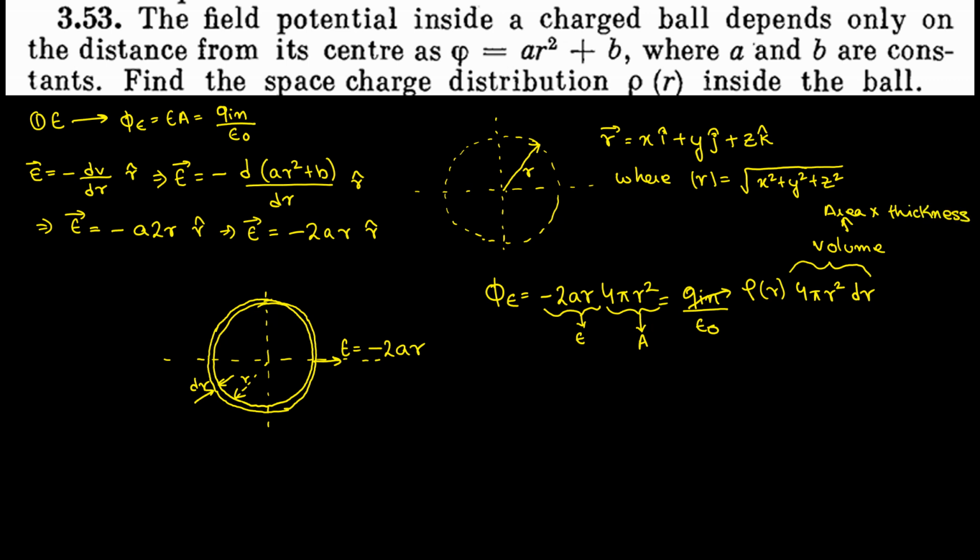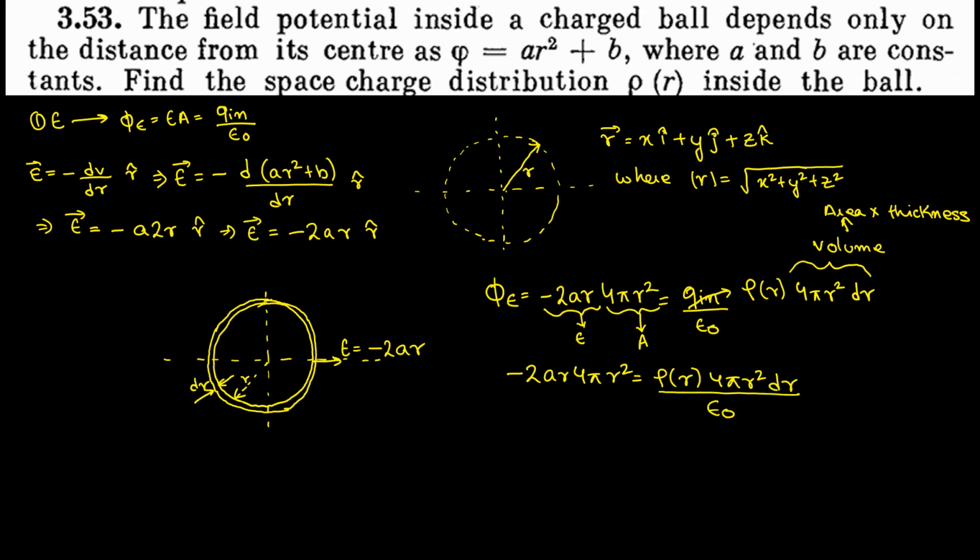Understood? Gauss law states that net electric flux is equal to electric field into Gaussian area, which is equal to charge inside by epsilon naught. Charge inside is given by volumetric charge density into volume, where the volume of this elemental shell is the surface area of the shell into thickness. Now if I solve these two: minus 2ar into 4 pi r square is equal to rho r into 4 pi r square dr by epsilon naught.